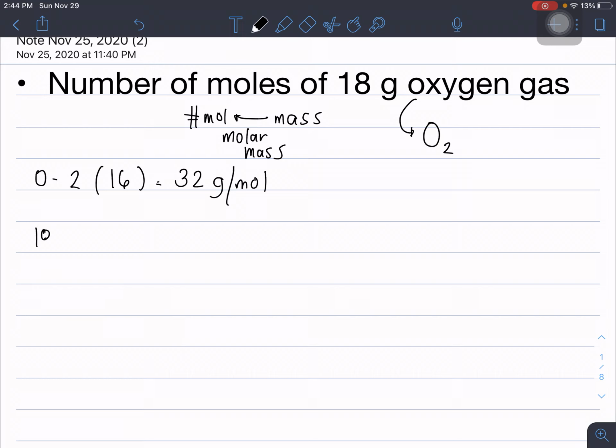So we have 18 grams multiplied by the conversion factor, which is 32 grams. We will be placing 32 grams at the denominator because this is the unit that we would like to cancel out, the unit grams. Okay, so for every 32 grams, there will be 1 mole. Canceling similar units, this will leave us the mole unit. So, 18 divided by 32, the answer will be 0.56 moles.